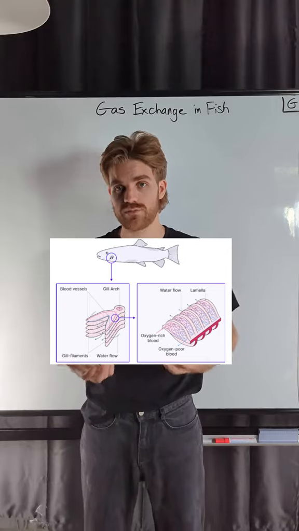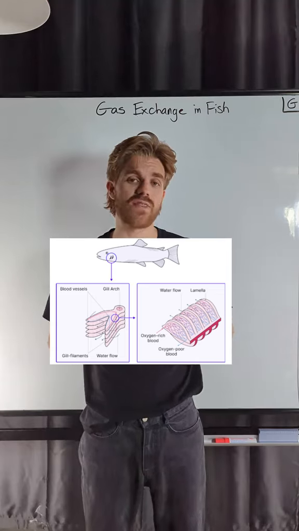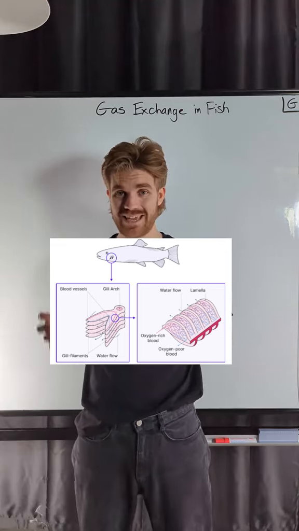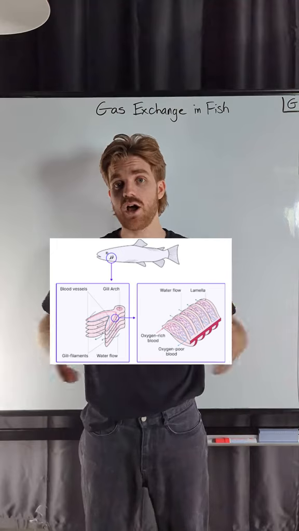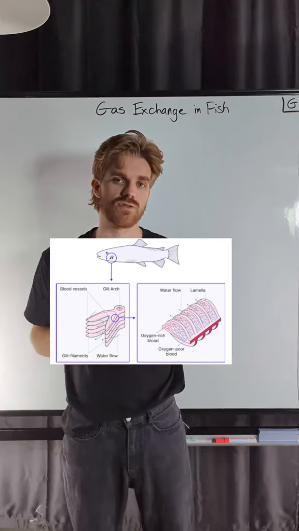Well, how are the fish gills adapted for this process? Well, firstly, we've got the gill filaments and the lamella, and that's going to massively increase the surface area of the gills. And if we have a larger surface area, we have a faster rate of diffusion.